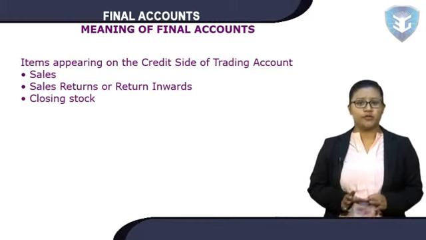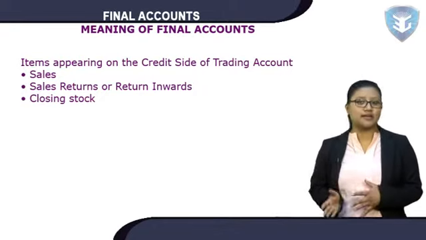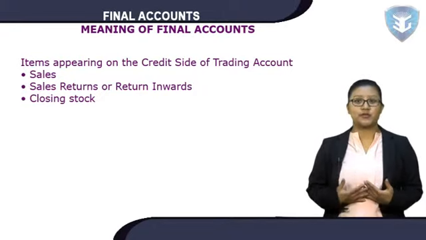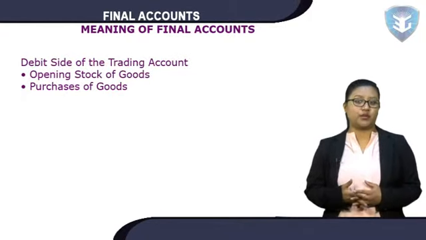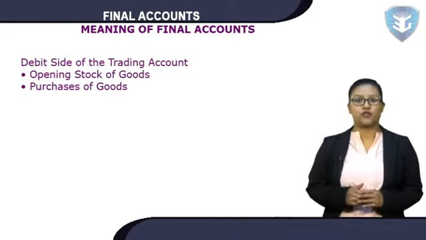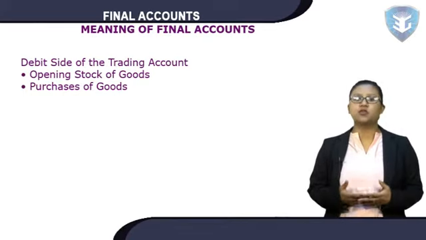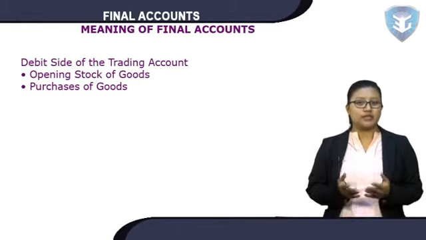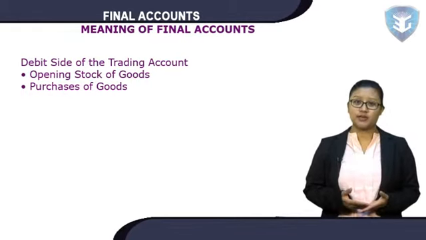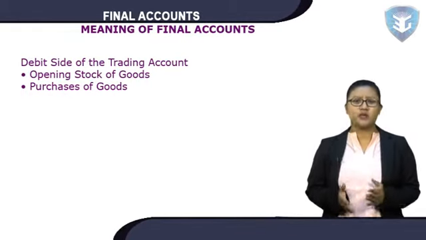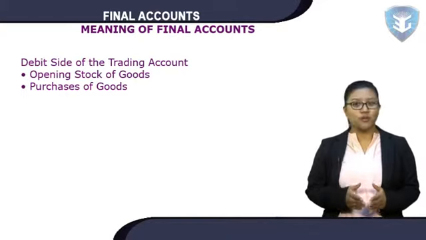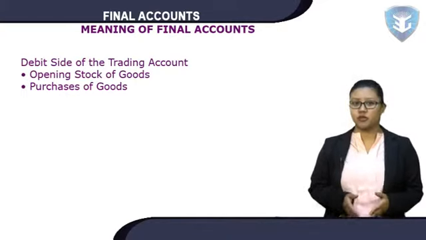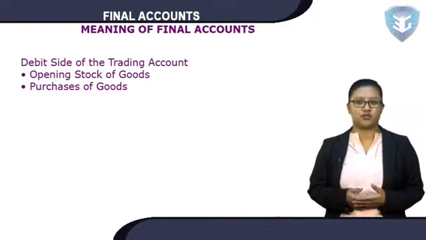Closing stock. Generally, closing stock does not appear in the trial balance. It appears outside the trial balance. It represents the value of goods at the end of the trading period. Debit side of the trading account. You have opening stock of goods. The stock of goods unsold for the previous year is known as opening stock for the current year. This constitutes the first item on the debit side of the trading account. This may relate to opening stock of raw materials, semi-finished goods or work in progress and finished goods.